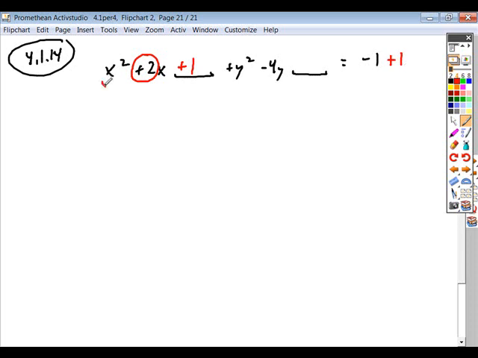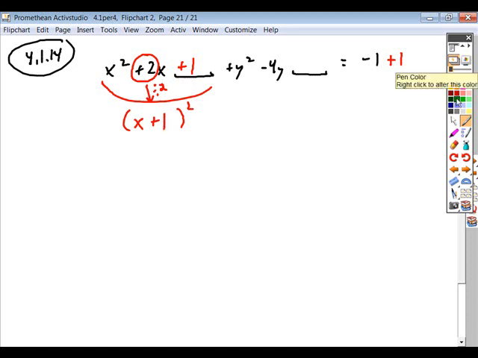And the whole point of doing this is it allows you to rewrite this expression of 3 terms as a binomial square. And that binomial square is always going to have the same pattern. The first term is x, and the second term is half of this value. So again, half of positive 2 was positive 1. And so that's what you'll write down here.